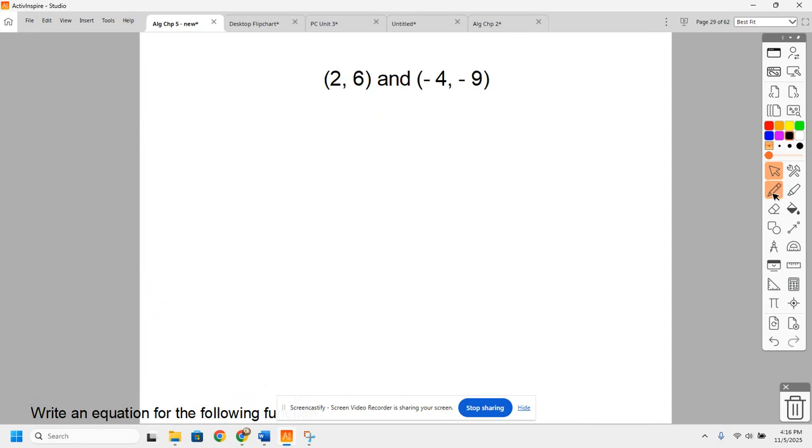First, I need to find the slope. So change in y, I'm going to write that one on top. From 6 to -9, that goes down 15. And then from 2 to -4, that goes down 6. So my slope currently is -15 divided by -6, which simplifies to +5 over 2. Okay, positive 5 over 2.